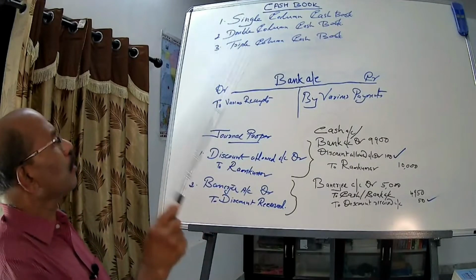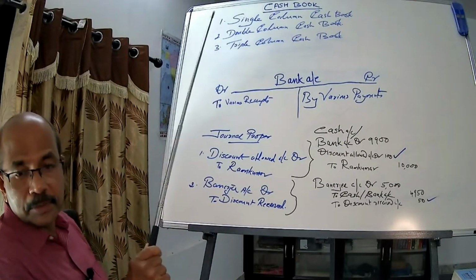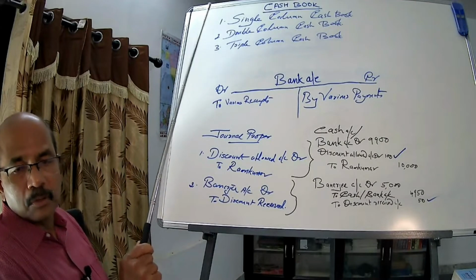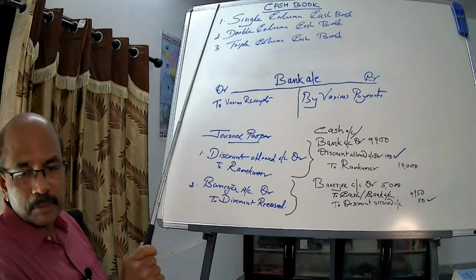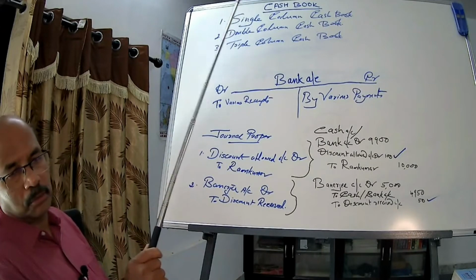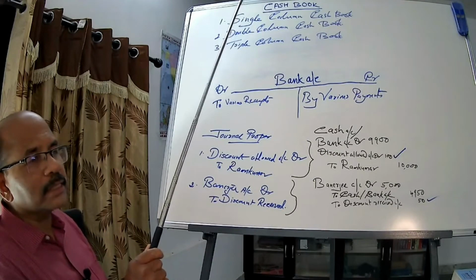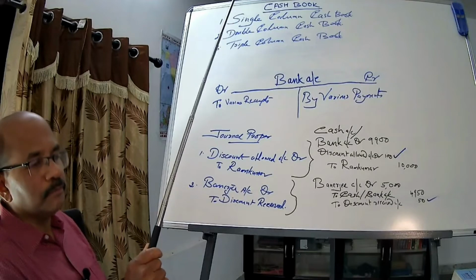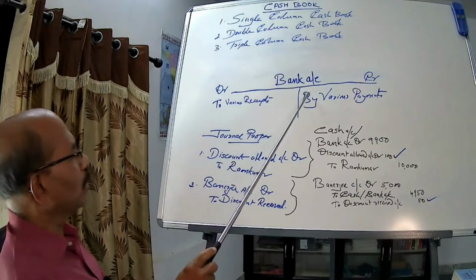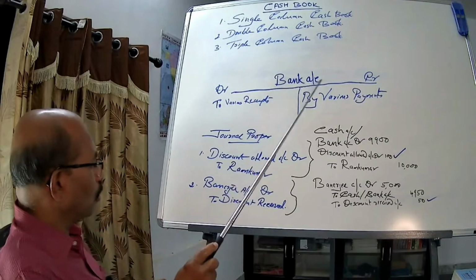Briefly, single column cash book means, I repeat, in your cash book you have only a single column, in the sense, only a cash column. You don't have either a bank column or a discount column. Just a cash column. Then you may ask, suppose they have bank transactions, what will they do? Well, for that, they will separately open a ledger account, a bank account.